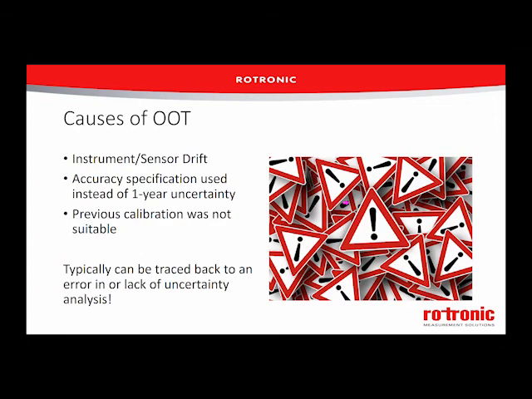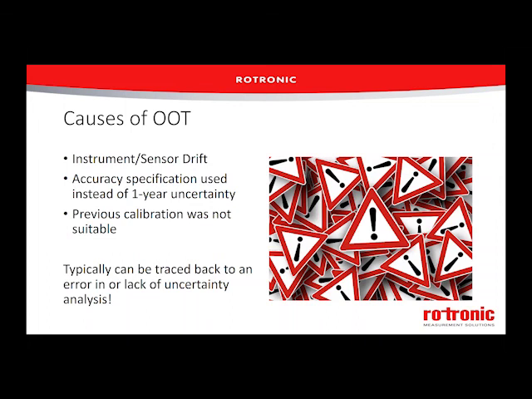So, to avoid an out of tolerance, we need to know what's causing the out of tolerance. The better we can understand that, the better we can implement actions to reduce the risk of it. Quite often, an out of tolerance is due to the instrument or sensor drift. One of the realities with any measurement instrument is there's drift in them. Technologies are getting better, that drift is coming down, but there is still drift in every measurement instrument.